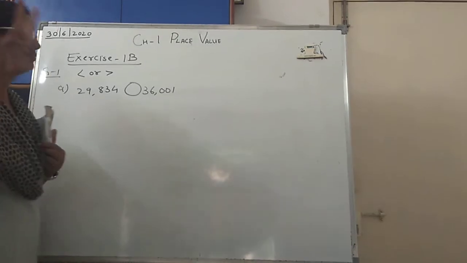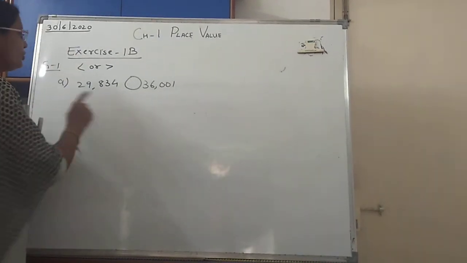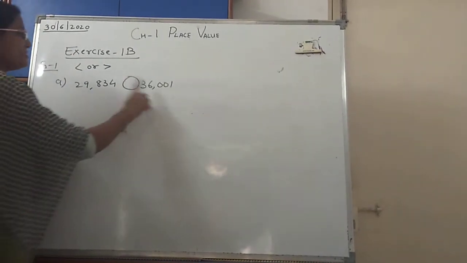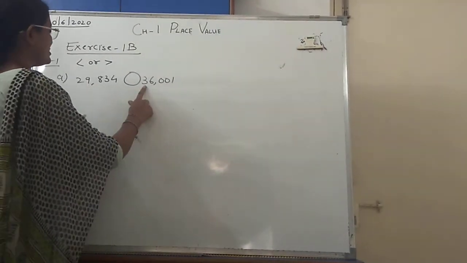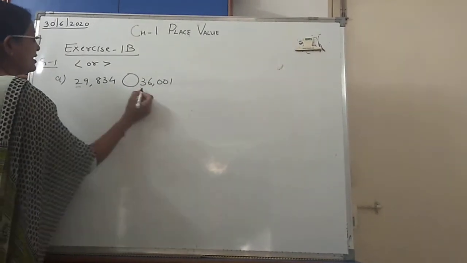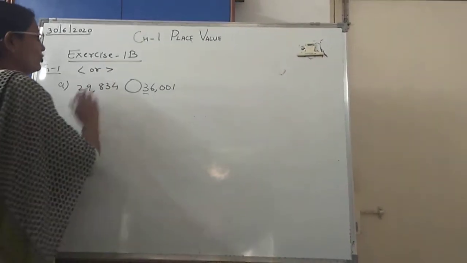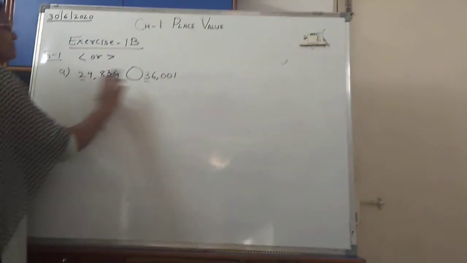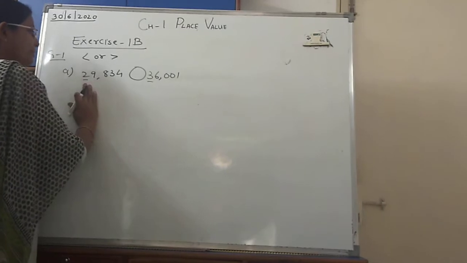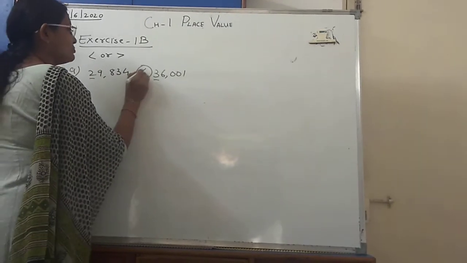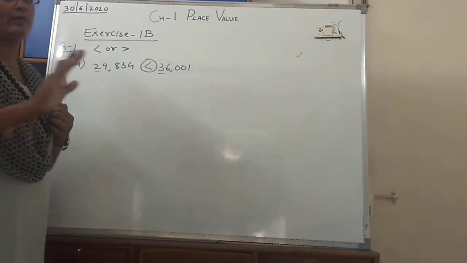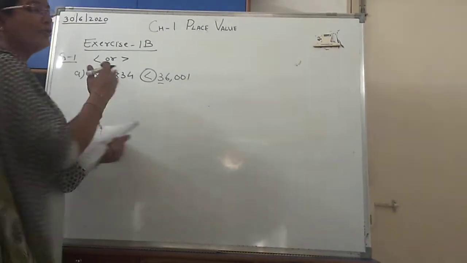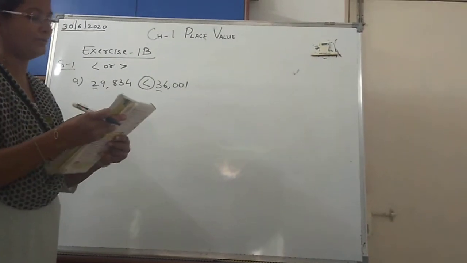So now rule number 2 you have to follow. Rule number 2 is you have to compare each digit of both the numbers. Here the first digit is 2. Here the first digit is 3. The first digit is only different, so now no need to go further. 2 is smaller than 3. So 29,834 is smaller than 36,001. Right? From here only you will understand. This way you have to do all the other sums.